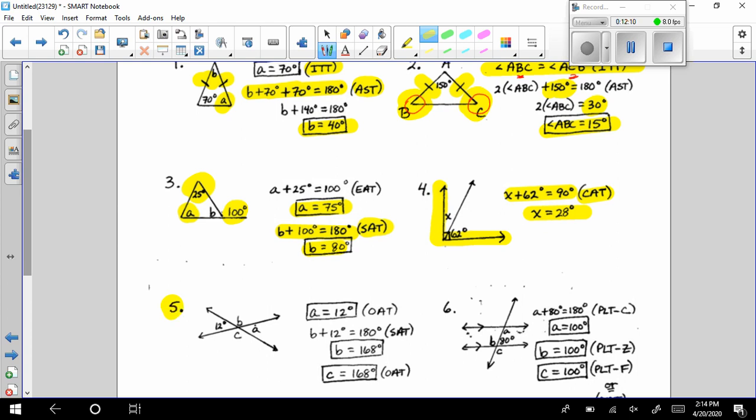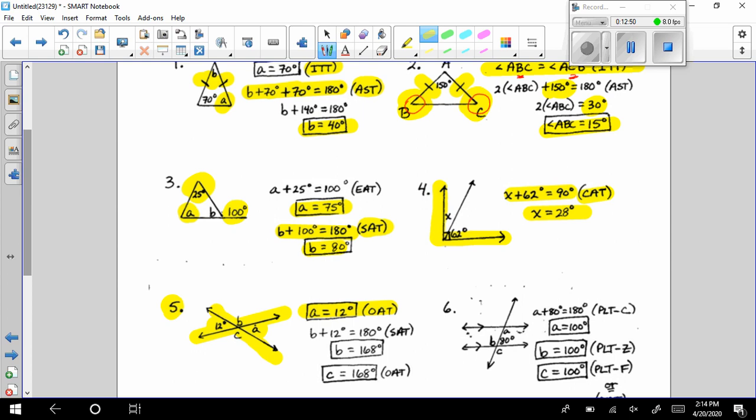In example 5, I have two lines crossing each other. That means I can use the opposite angle theorem relationship. Might be a little hard to read. This angle is 12 degrees, so I know the angle opposite to it, angle A, is also 12 degrees. That's the first thing I establish. Once I have that angle, there is a variety of ways that you can continue from here. I focused on the straight line relationship with the 12 degrees and the B. You could also focus on this straight line with the A and the B.